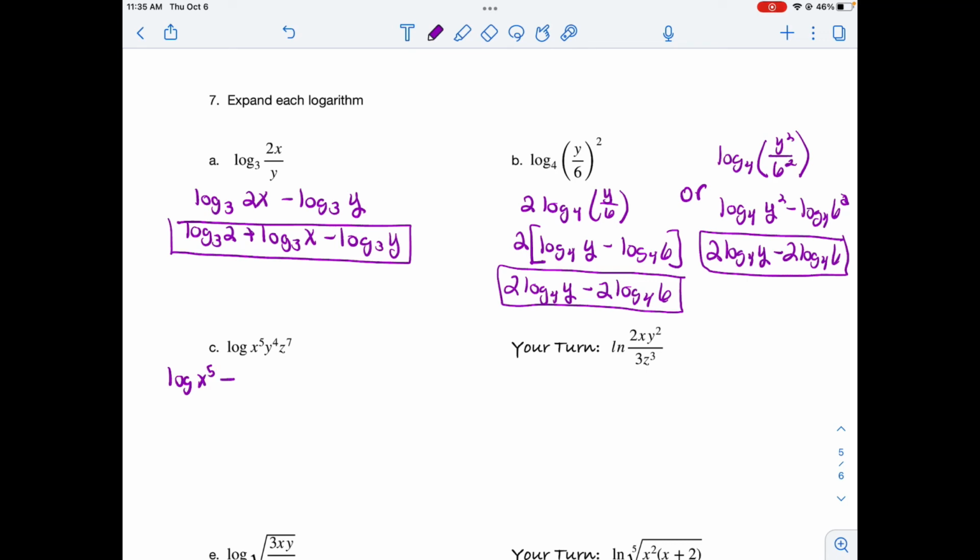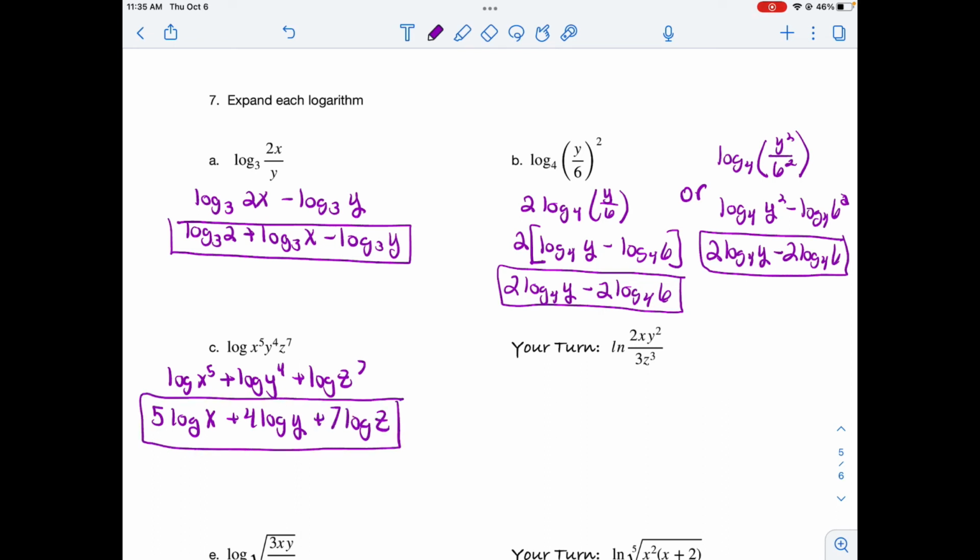Okay, for C, I'm going to start by breaking this up. So I have common log of 5x plus common log of y to the 4th plus common log of z to the 7th. Then I'm going to use my power rule and bring the powers to the front. And you are done. Okay, you try the next one.